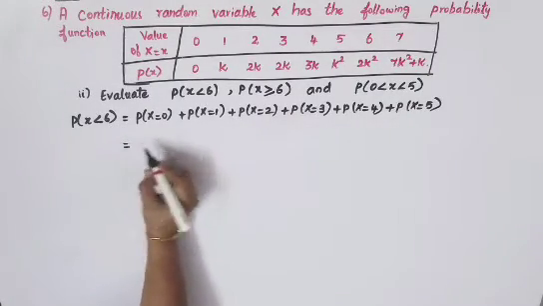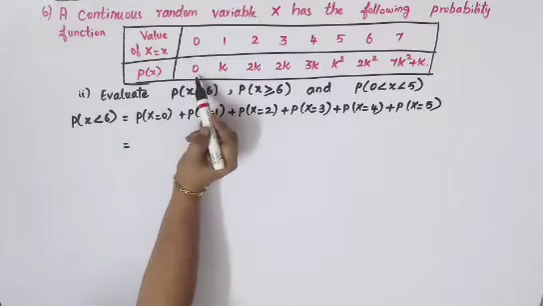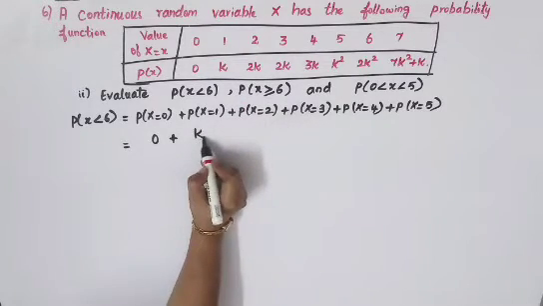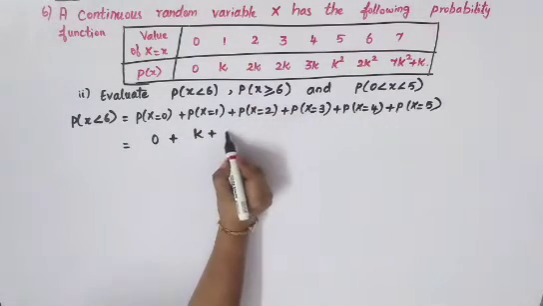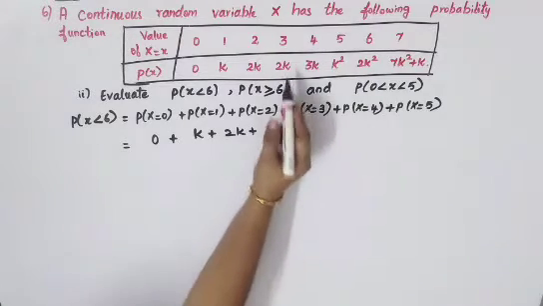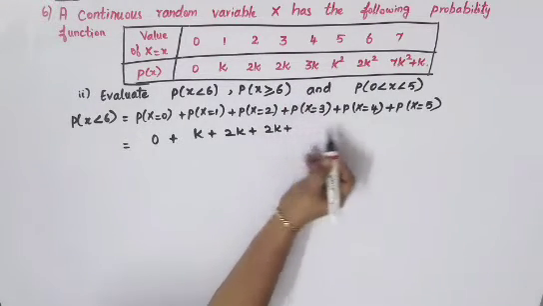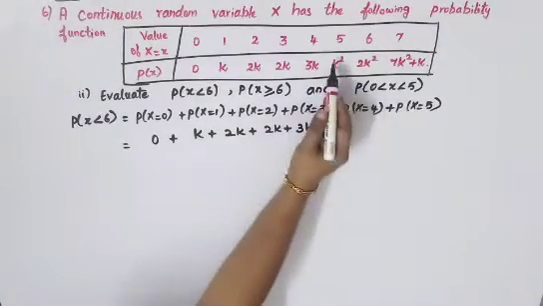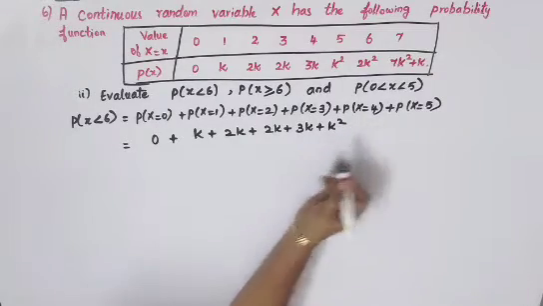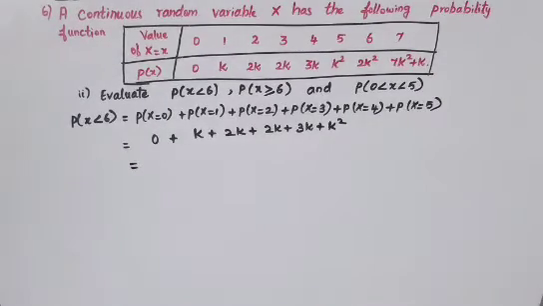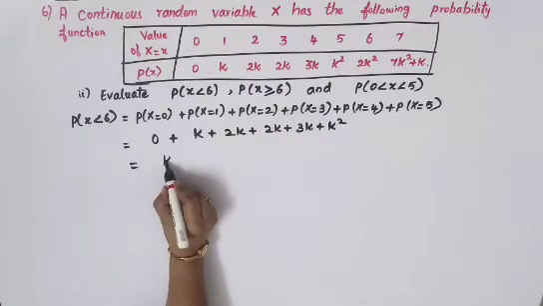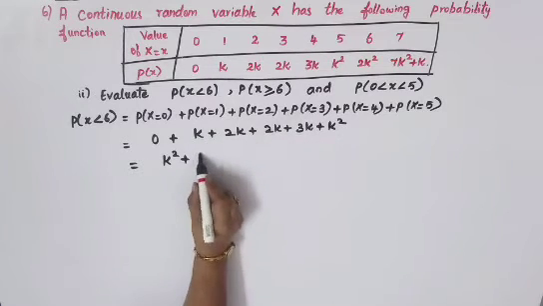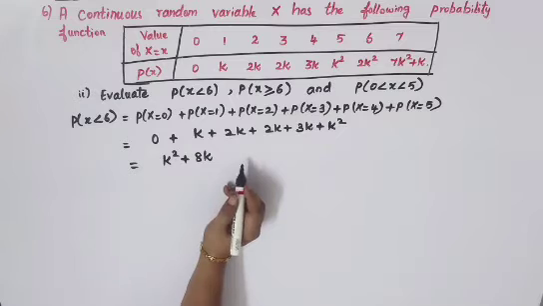Now write the values. P(X=0) is 0, then plus X=1 means it is k, plus X=2 is 2k, X=3 is again 2k, X=4 is 3k, and X=5 is k square. So now adding, only one k square is there, so write that k square, plus add everything: 3, 5, 7 and 8, so 8k. So k square plus 8k will be there.